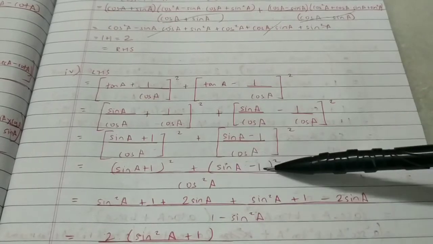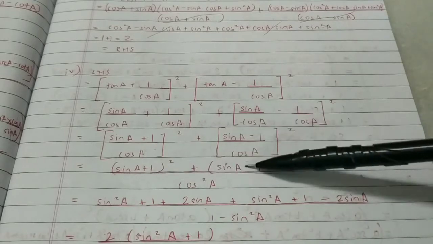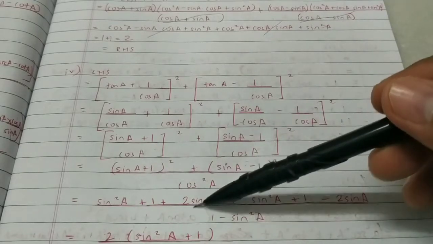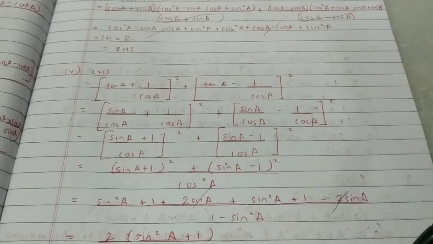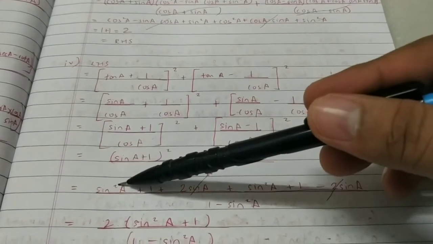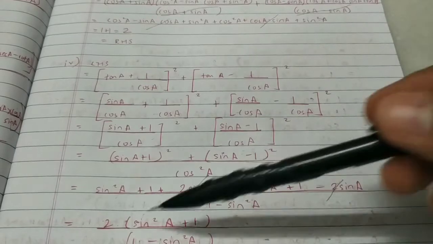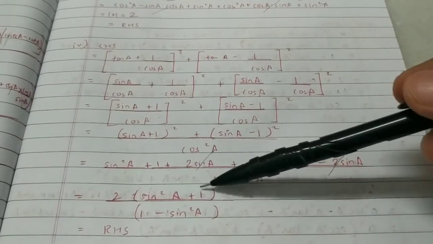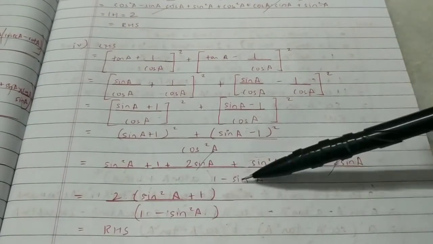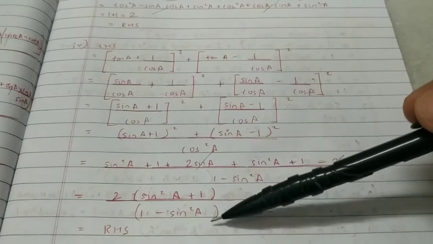Now when you open the brackets, which is A plus B the whole square and A minus B the whole square formula, we can cancel 2 sin A and minus 2 sin A. That leaves us with 2 sine squared A plus 2. So if you remove 2 common, you have sine squared A plus 1 upon 1 minus sine squared A, which is the RHS.